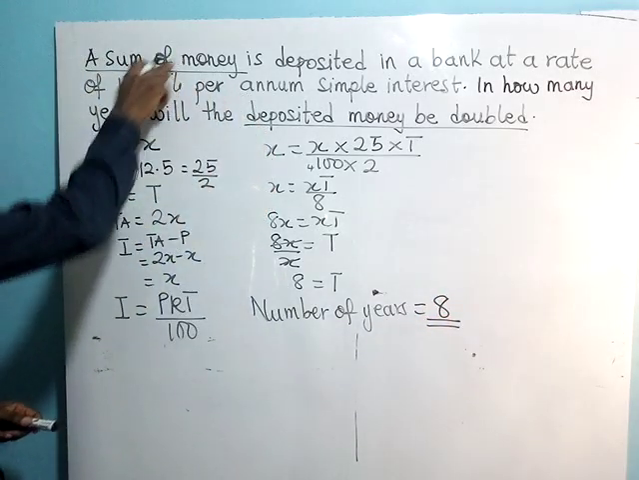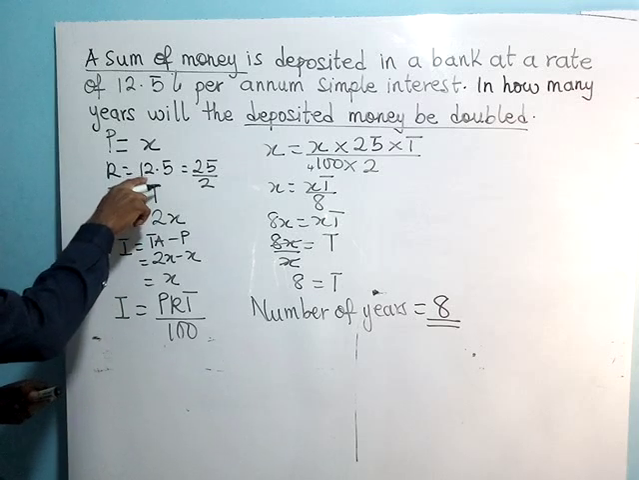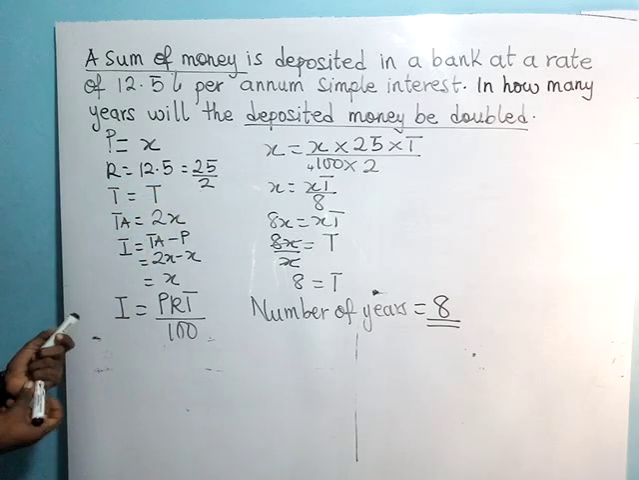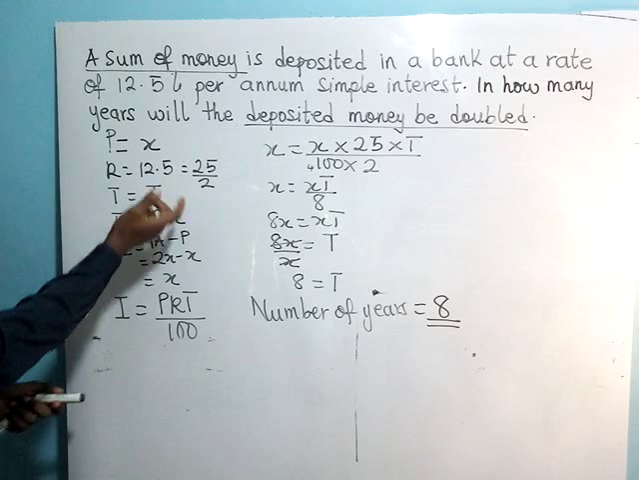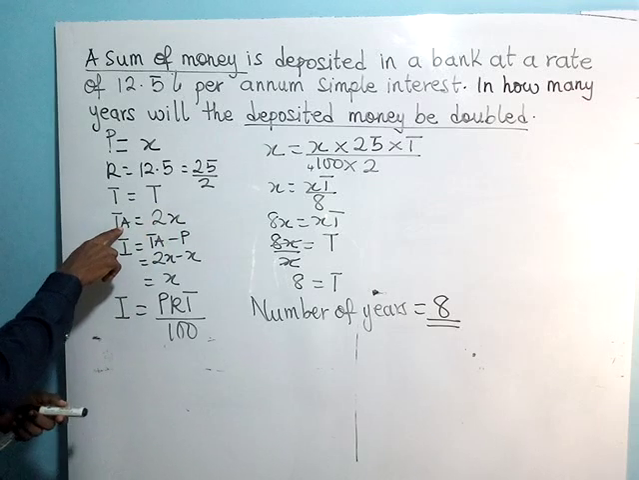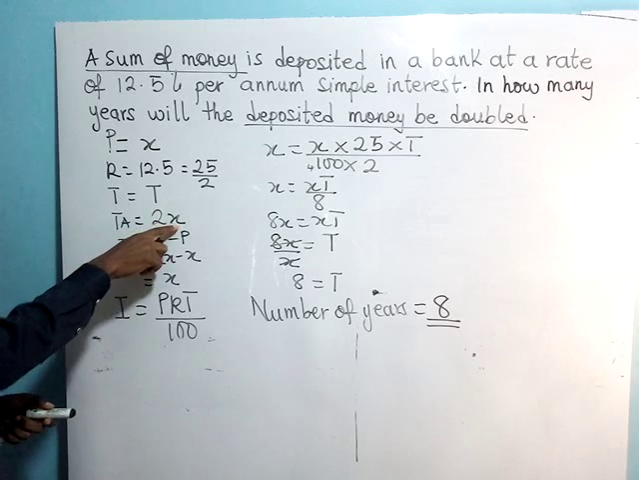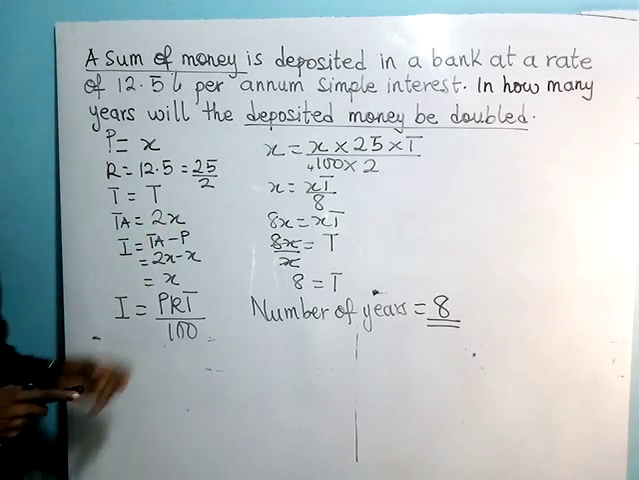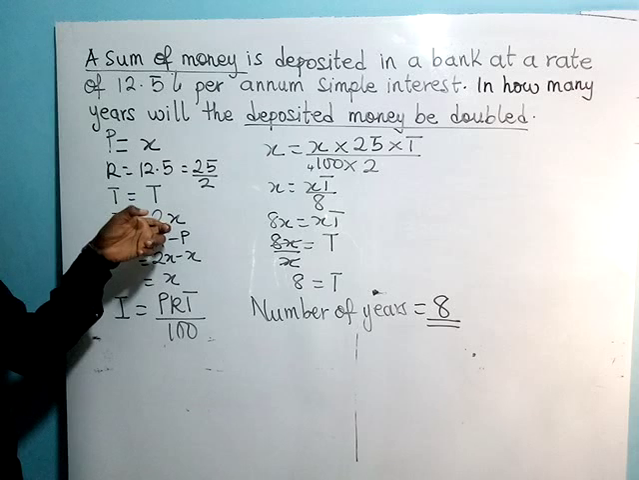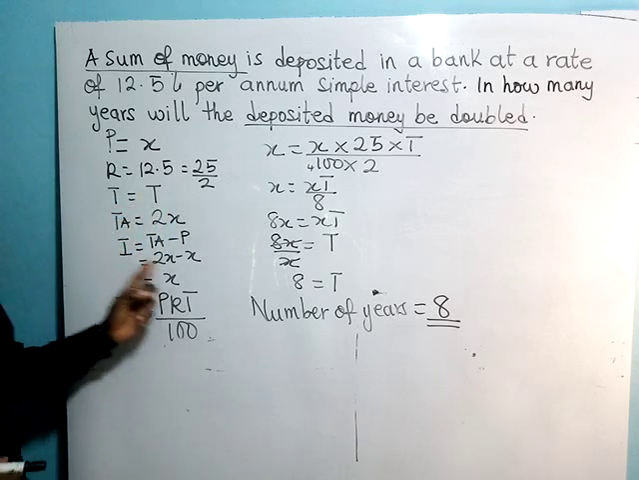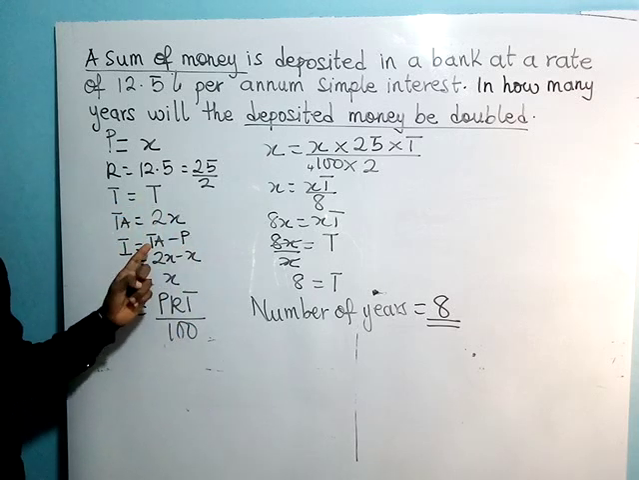So the principal was not given, we used the variable. The rate was given as 12.5. Then the time, which is our T. The total amount is double the deposited money, which is 2X. And we've learned that within the total amount, we have the principal and the interest. So to get the interest, we deduct the principal from the total amount.